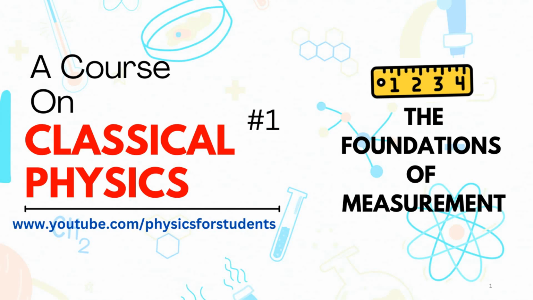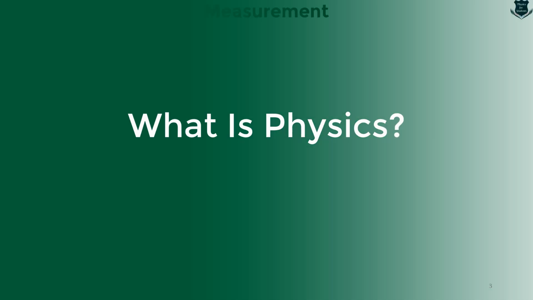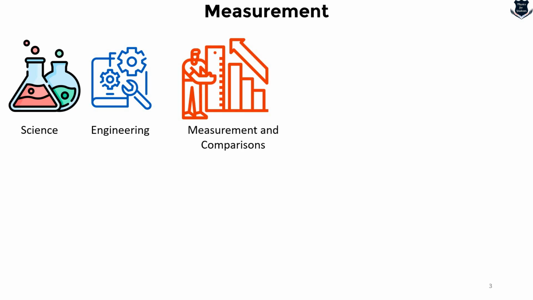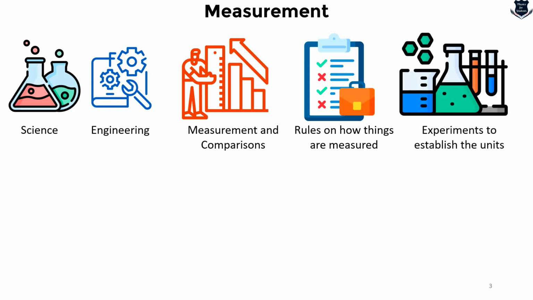The first thing that comes to our mind is, what is physics all about? If you look around your world, you will see that science and engineering are fundamentally built on measurements and comparison. And these measurements and comparisons are to ensure precision. In order to ensure this precision, we need to establish rules about how things are measured and how things are compared. And for that, we need experiments to define and validate the units that are used in these measurements.